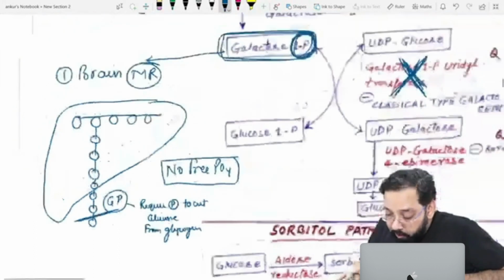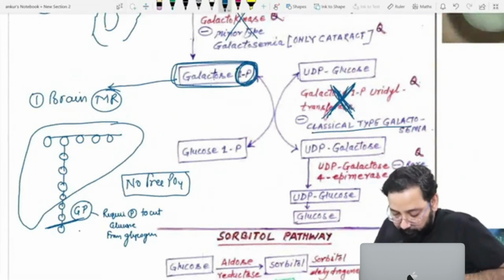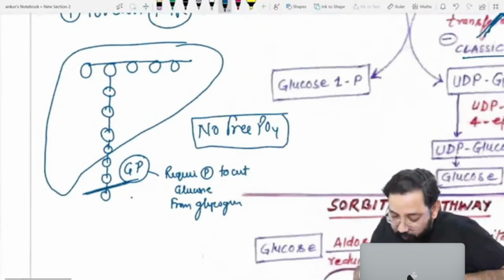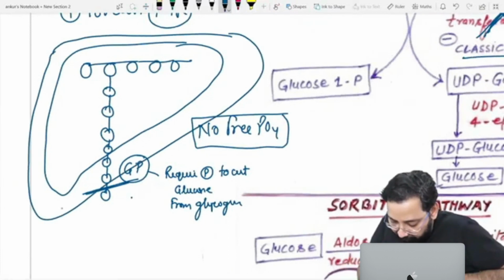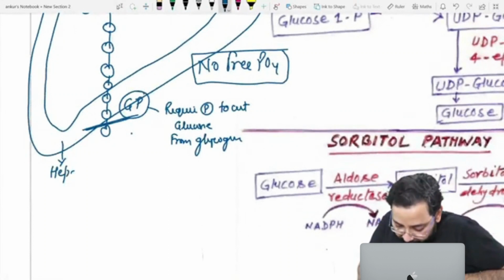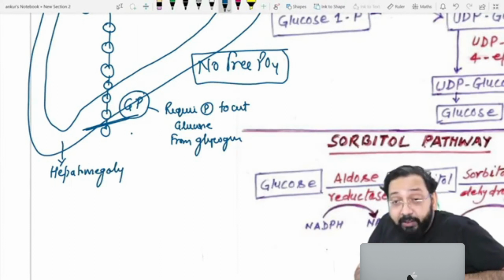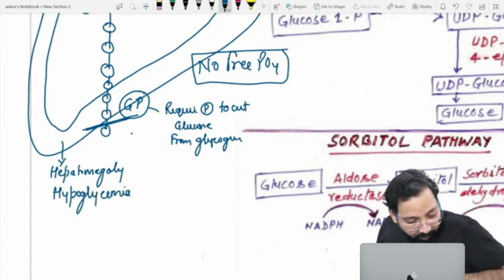So in classical type of galactosemia, there is no phosphate, so liver glycogen will not be broken down. This liver glycogen will accumulate, hepatomegaly. When this glycogen will not be broken down, in between meals there would be hypoglycemia. Understood?